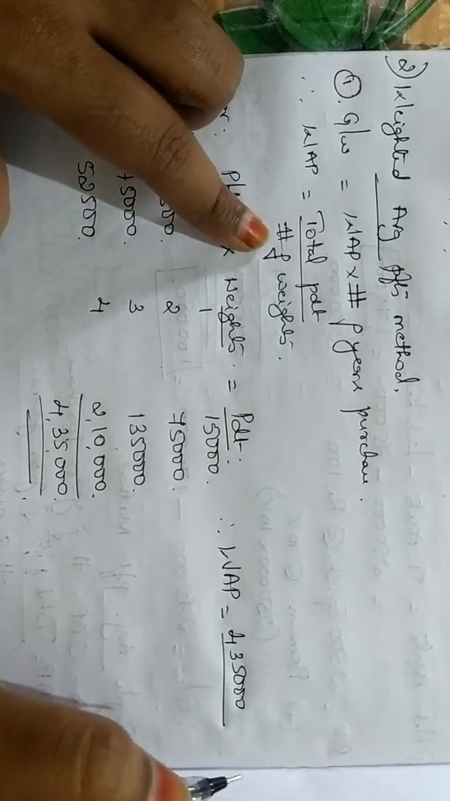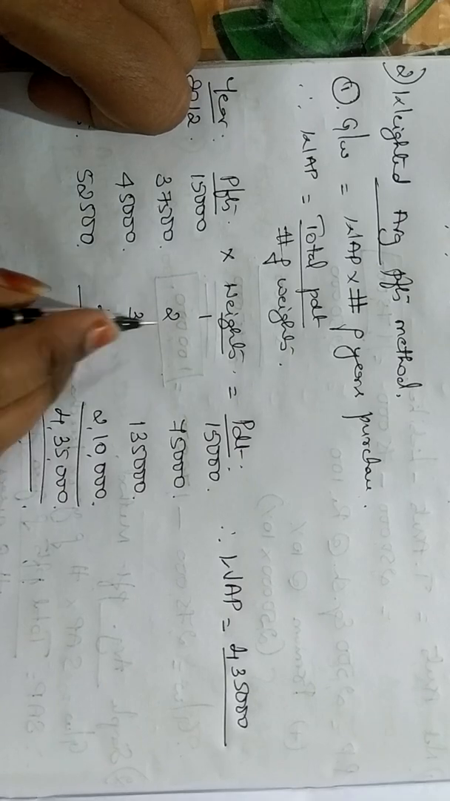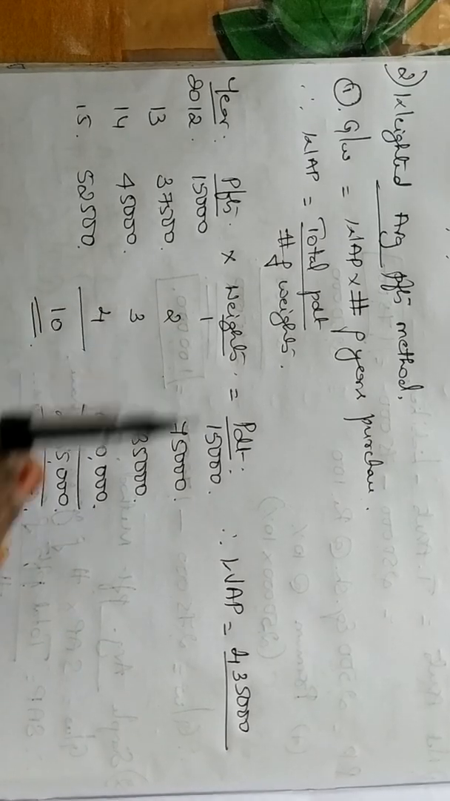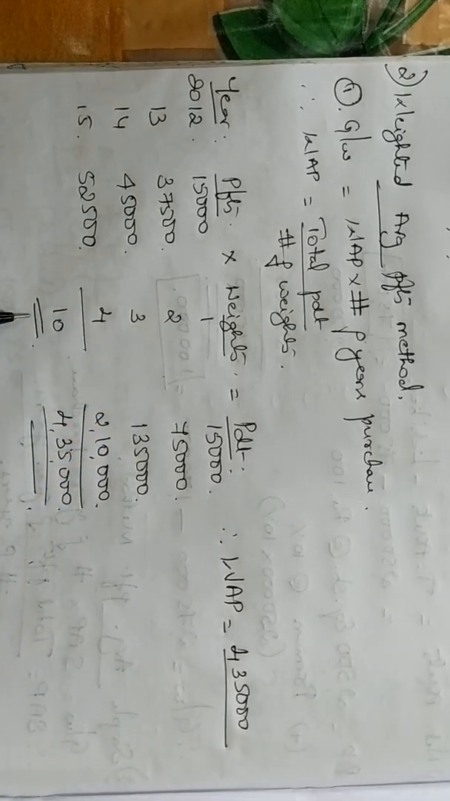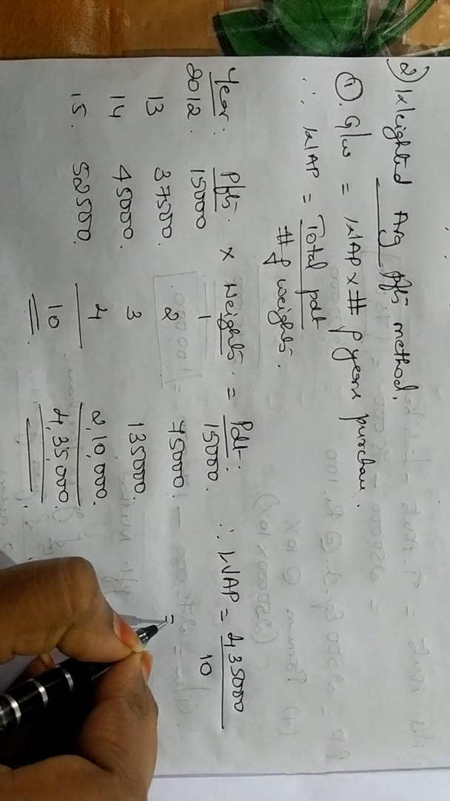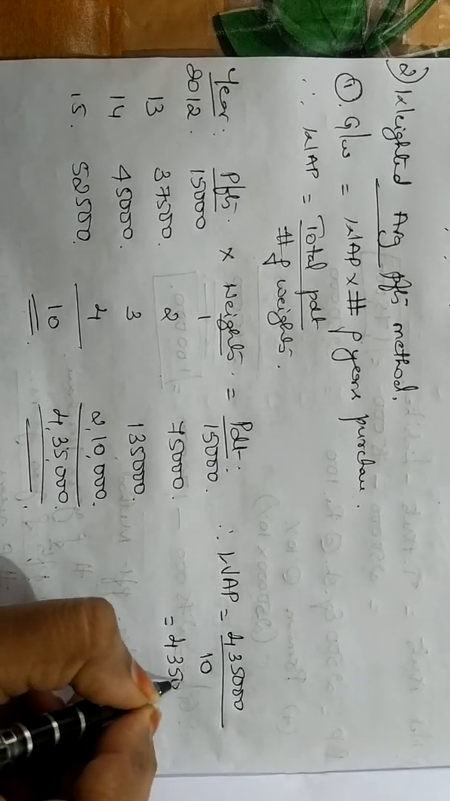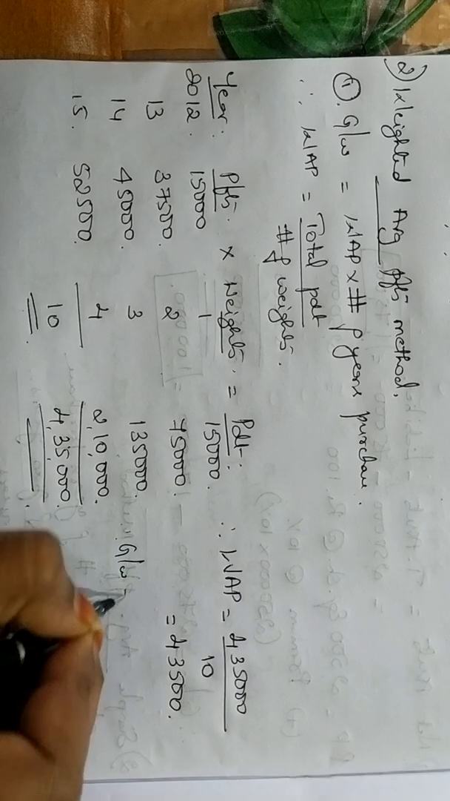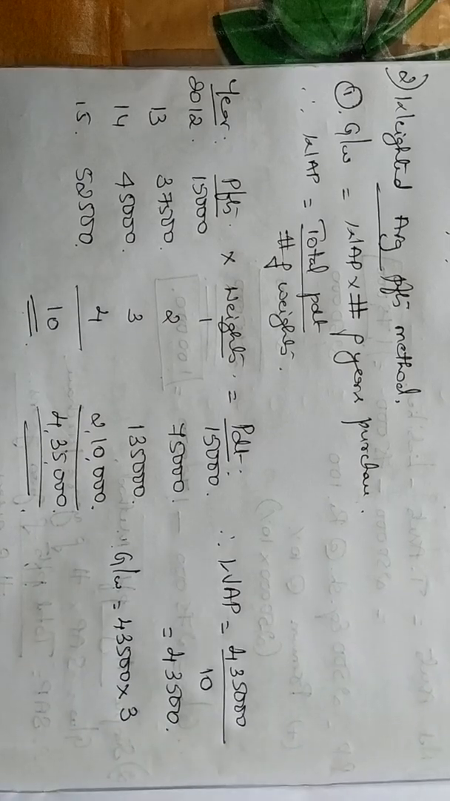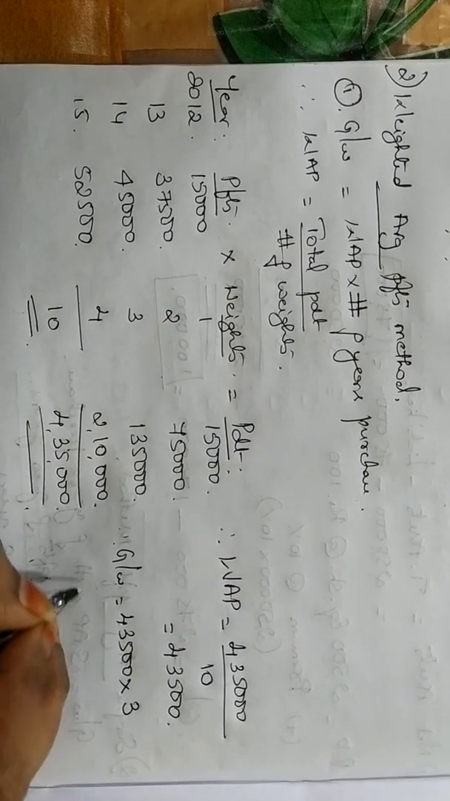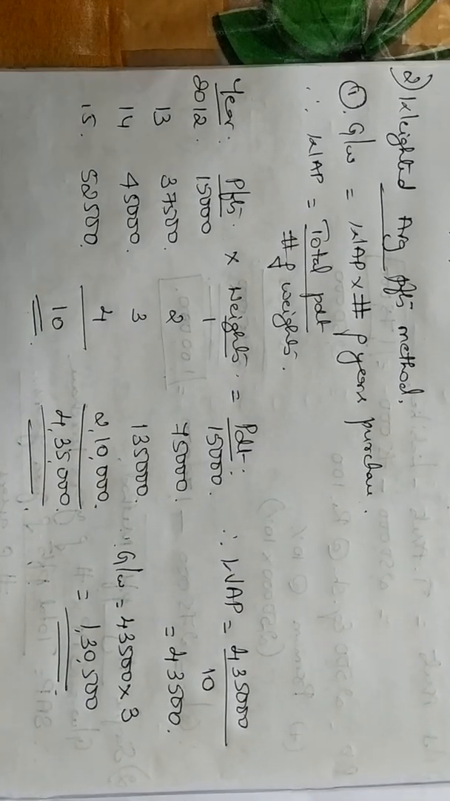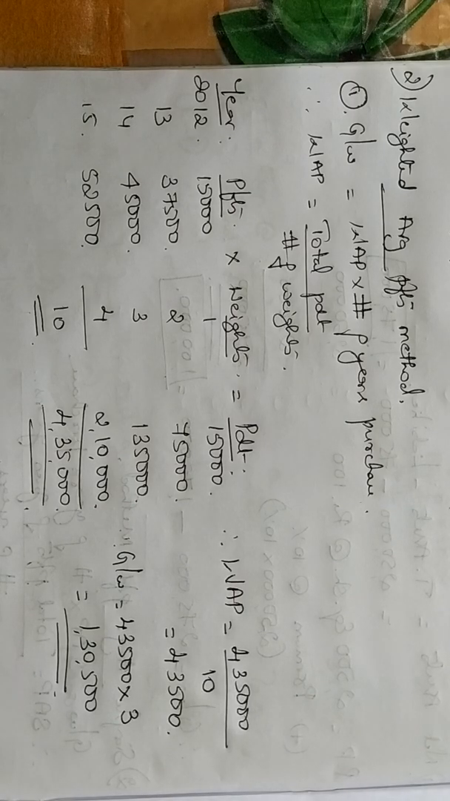Therefore, your weighted average profit is equal to total product, which is 4,35,000 divided by number of weights. Total number of weights, if you see, it is 10. Number of weights means don't add 1, 2, 3, 4. No, number of weights means the total of your weights. So total of my weights is 10. So therefore my weighted average profit will be 43,500. Therefore, how will your goodwill be? Goodwill is equal to 43,500 into number of years purchase 3. Please be careful, do not write 4 here. It is 3. So therefore, my goodwill will be 1,30,500. This is under your weighted average profits method.